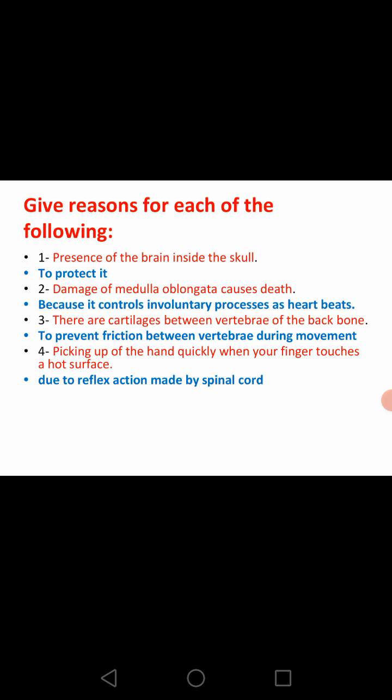Number 3. There is cartilage between the vertebrae of the backbone. Why? What's the role of cartilage between the vertebrae of the backbone? It prevents friction between vertebrae during movement. Number 4. Picking up the hand quickly when your finger touches a hot surface. Why do you pick up your hand quickly? Due to reflex action, which is controlled by the spinal cord. It's an automatic response.